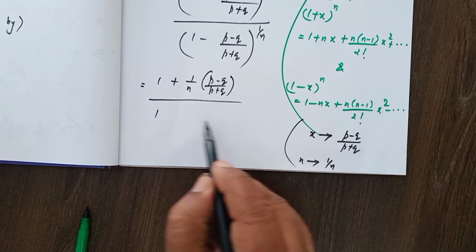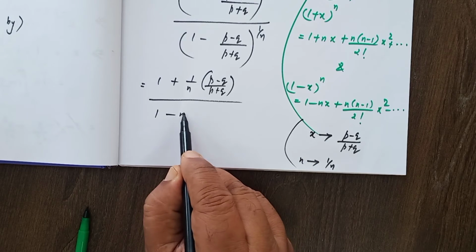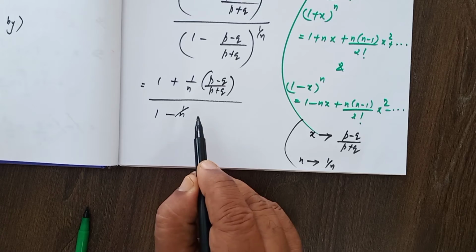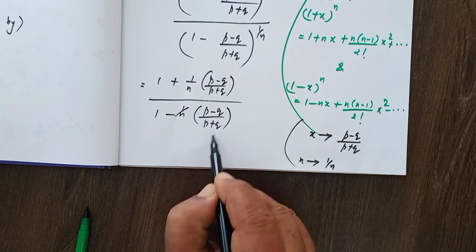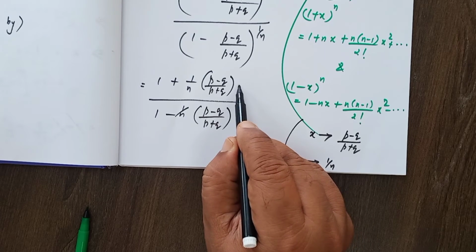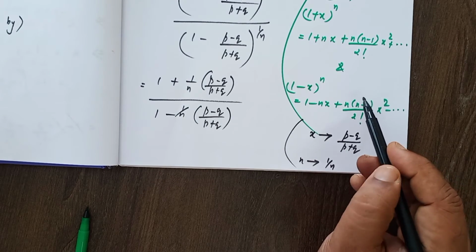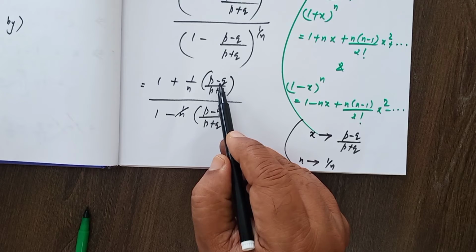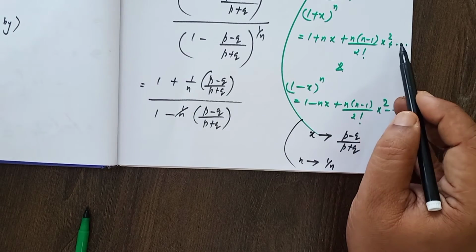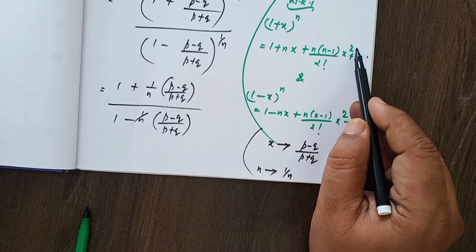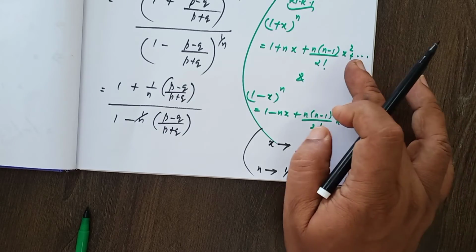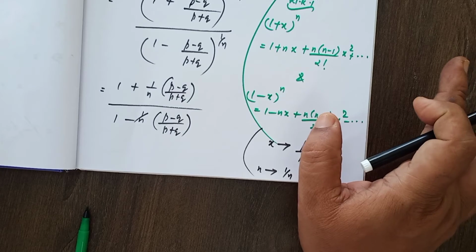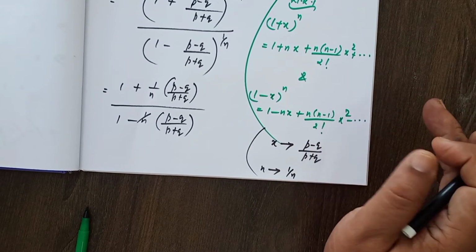You have to apply this formula, (1 minus nx) to the power 1 by n, where x is equal to (p minus q) divided by (p plus q). Other terms are neglected because they are negligibly small, because p minus q is small. The next term is (p minus q divided by p plus q) whole squared, then the next term is whole cube, and it goes on. So other terms can be neglected because p minus q is small.